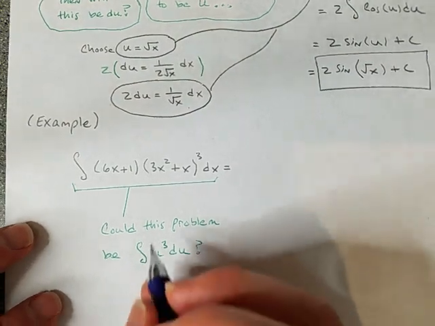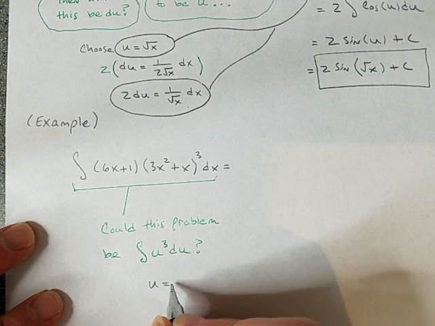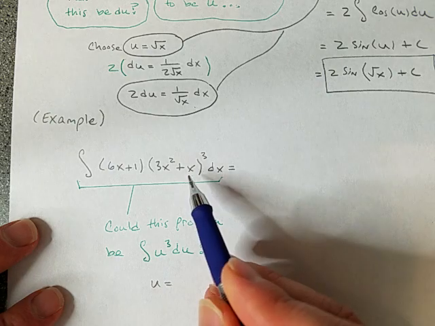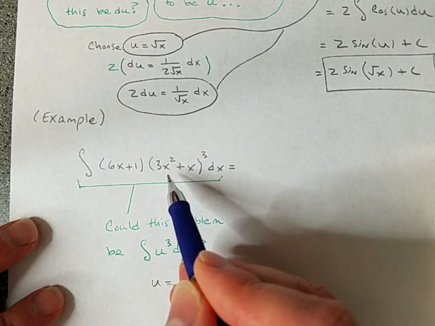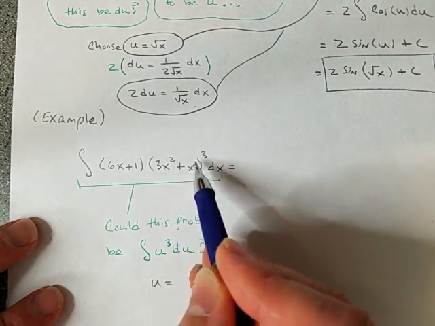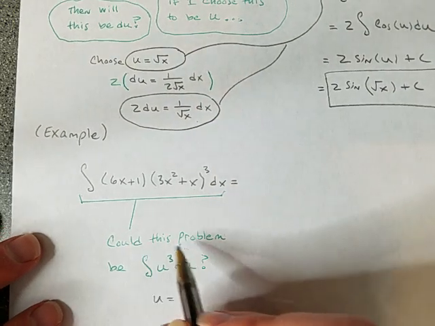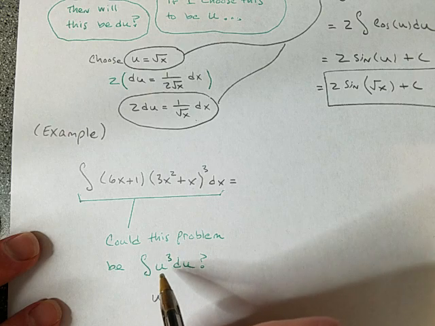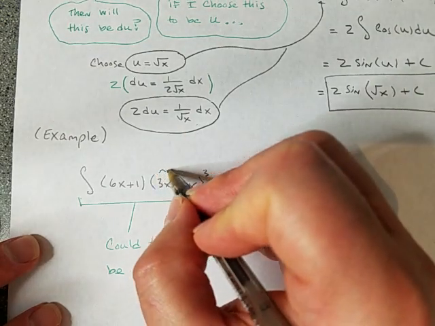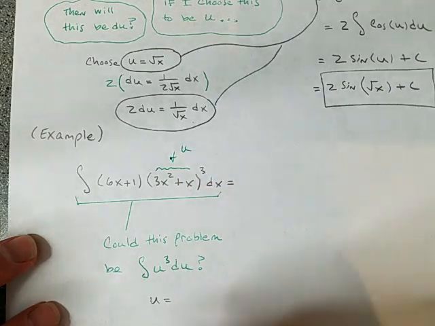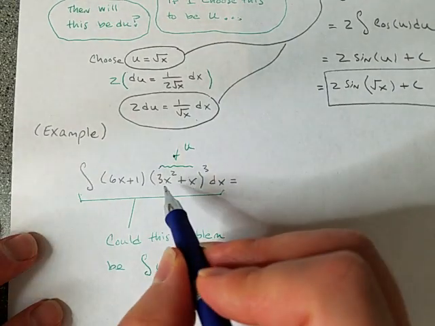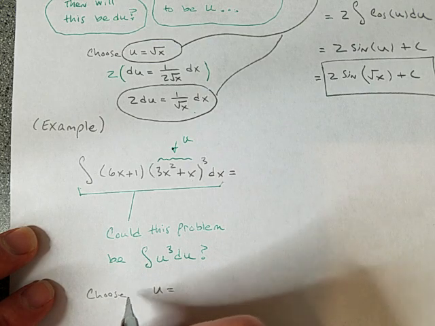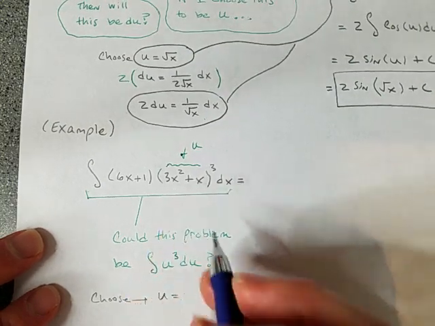Well, I claim it does. What substitution could possibly turn this into this? The only way this is going to become this is if you let that part be u. So when I pose this rhetorical question, could this problem end up being the antiderivative of u to the third power du, then the only way that would happen is if you let that be u. So we'll choose this. The substitution that we're going to try is to choose u is 3x squared plus x.